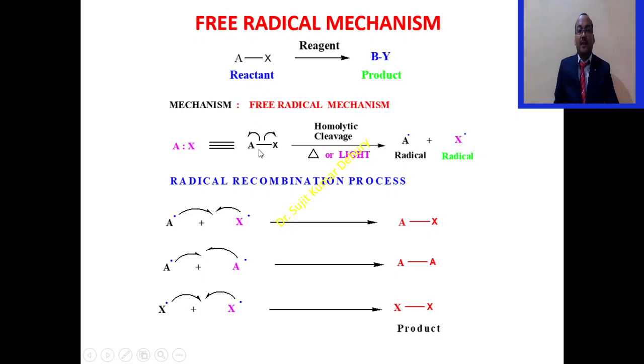Similarly, another process happens when homolytic bond cleavage takes place. This is represented by a single-headed arrow or fish-hooked arrow, where the bond cleavage takes place and each atom gets 1 electron. A dot and X dot are called free radicals. During the radical recombination process, when I write the mechanism for product formation, A dot and X dot can recombine giving rise to AX. Similarly, A dot or X dot can recombine to give rise to A2 and X2 as products.